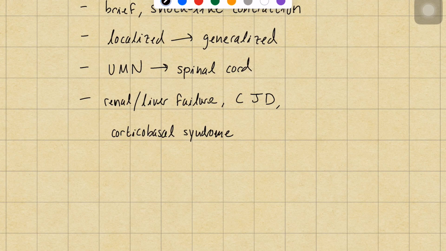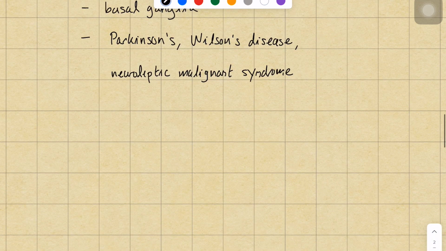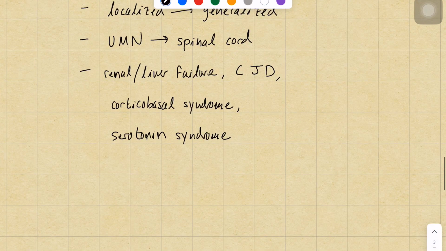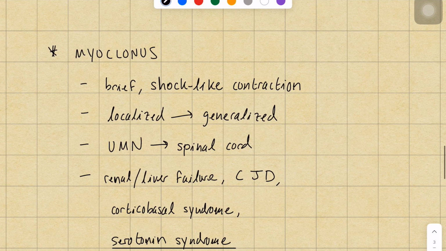And then you'll also see myoclonus in serotonin syndrome, where we have excess serotonin, and it results in sort of the opposite. I like to think of it as the opposite of neuroleptic malignant syndrome. In serotonin syndrome we'll have these tonic-clonic jerky movements, and so you'll see kind of myoclonus in that.